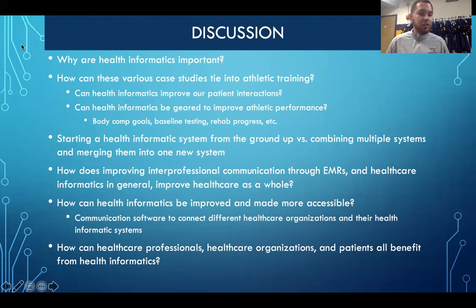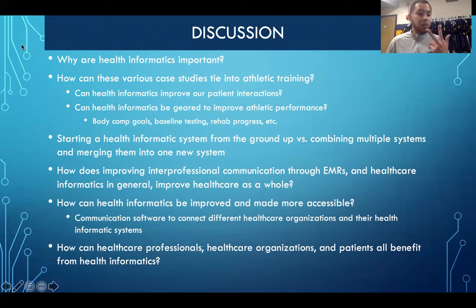It can help with things just like body composition goals. So tracking body fat percentage, like we saw in the diabetes prevention program, that can be used for our athletes. Look at wrestling athletes, or just a lot of athletes, who really care about their body composition. And we can use this for baseline testing for concussions.